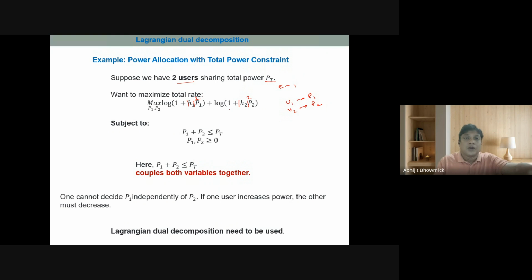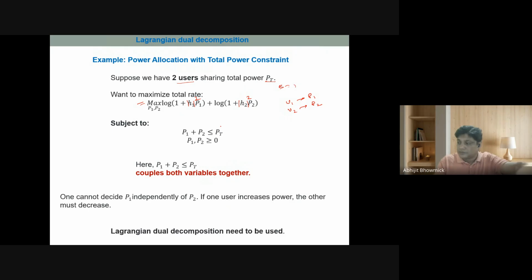Okay. So this is basically our objective function, subject to P1 plus P2 less than or equal to PT, and P1, P2 should always be real numbers greater than 0. So C is a coupled property. That means if P1 increases, P2 will decrease, or if P1 reduces, P2 will increase. So it's a coupled problem. How can we resolve this?